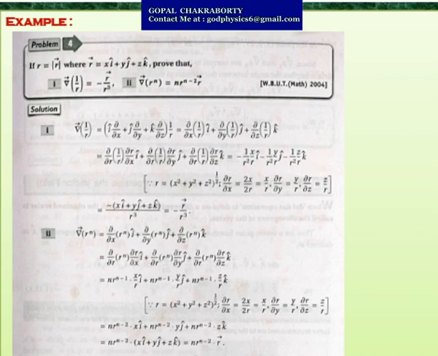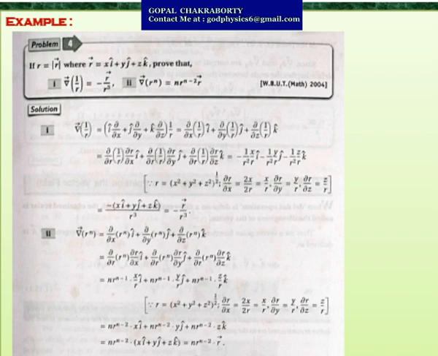So we get our result: equals minus 1 by r square times x by r i cap, minus 1 by r square times y by r j cap, minus 1 by r square times z by r k cap. Simplifying, we get minus of x i cap plus y j cap plus z k cap by r cube. That means it equals minus vector r by r cube.